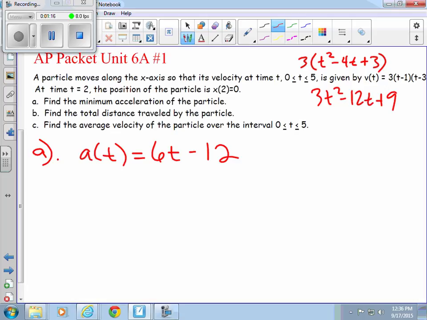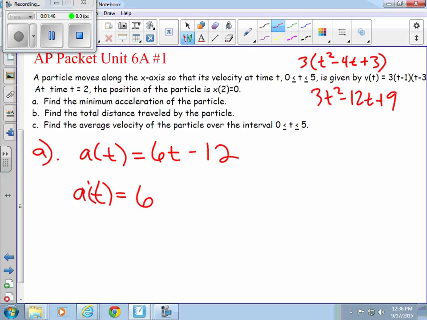Find the derivative of acceleration. Why do I not do a sign chart with acceleration? Because that would give you the minimum velocity, not the minimum acceleration, correct? Well, what is the derivative of acceleration? 6. Okay. So let me back that up a little bit.